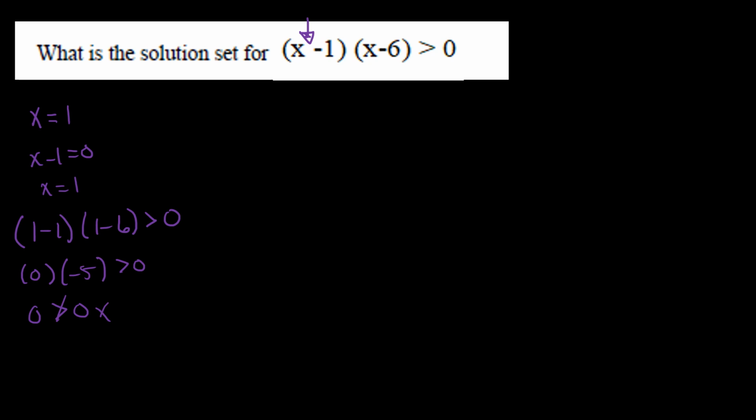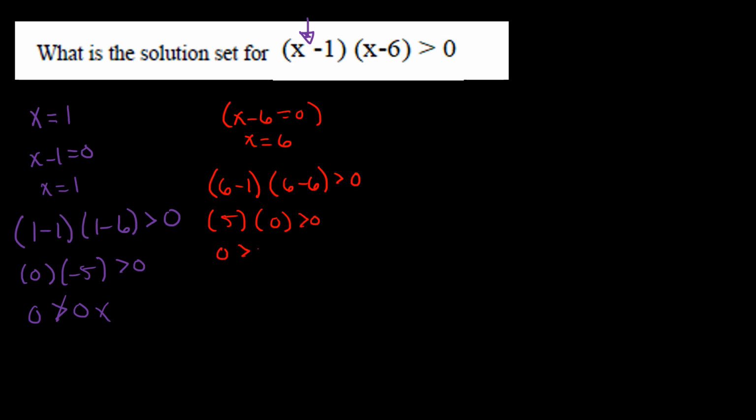If we use the other possible 0, if I take this x minus 6 and set it equal to 0, we would end up solving that x equals 6, and we can test that point as well. So we could use 6 minus 1 times 6 minus 6 is greater than 0. Well, 6 minus 1 is 5, times 6 minus 6 is 0, greater than 0. 5 times 0 is 0, greater than 0. This is also not true. So we can't include these points. So it's like, okay, well, what are we going to do here? We have some solution set.